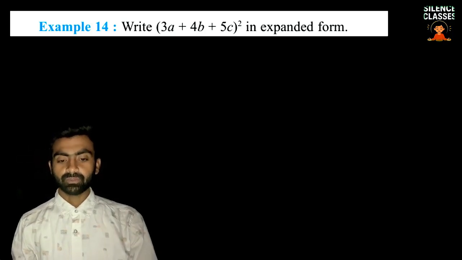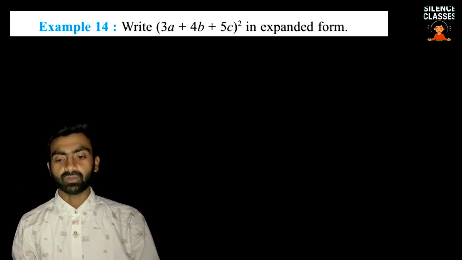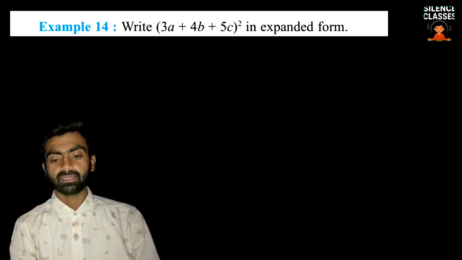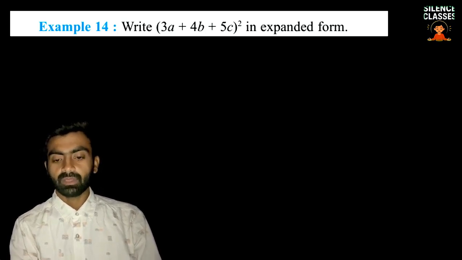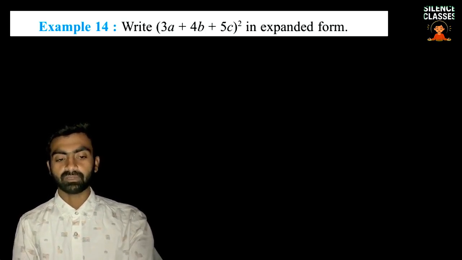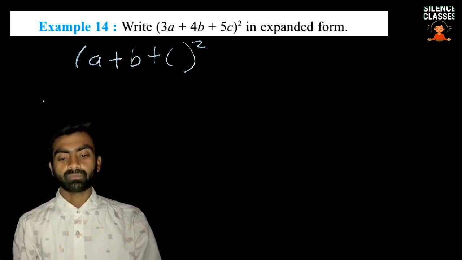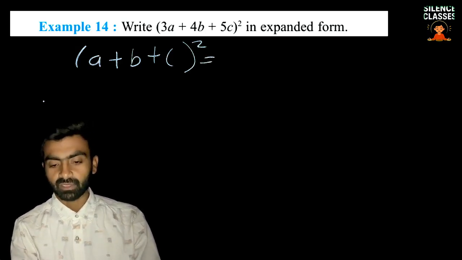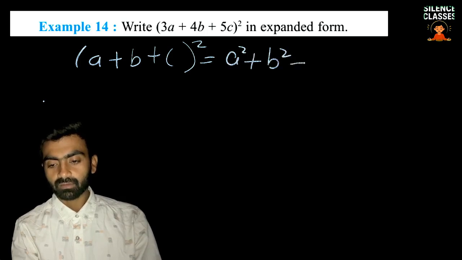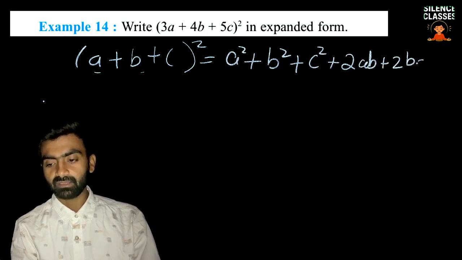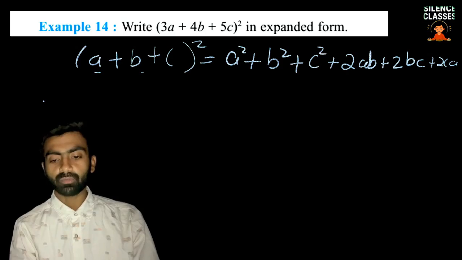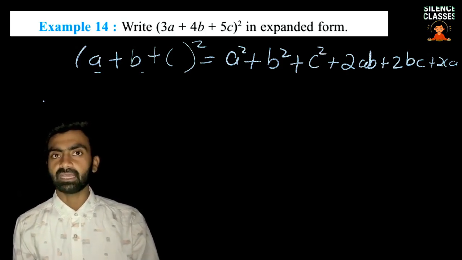Now let's move to question number 14, or we can say example number 14 of this chapter. It is written, write (3a plus 4b plus 5c) whole square in expanded form. Expanded form means it is in the manner of (a plus b plus c) whole square. Once we expand it, we can write a square plus b square plus c square plus 2ab plus 2bc plus 2ca. In this manner we will expand this equation and solve it.